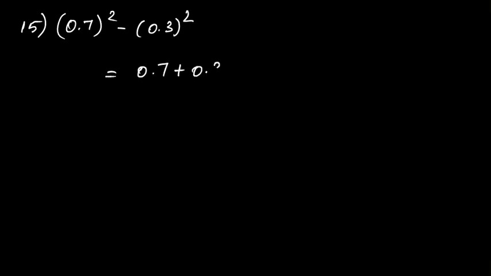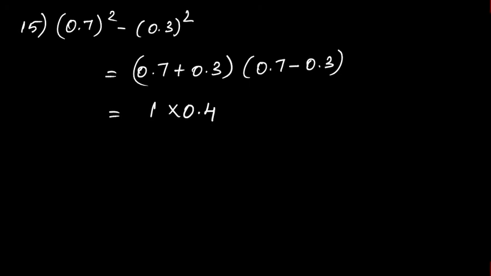15th question, evaluate 0.7 the whole square minus 0.3 the whole square. Expand it using the formula, we get 0.7 plus 0.3, and similarly here 0.7 minus 0.3. When we add 0.7 plus 0.3, we get 1.0, which is nothing but 1. Similarly when we find 0.7 minus 0.3, we get 0.4. So when you multiply 1 into 0.4, we get 0.4.